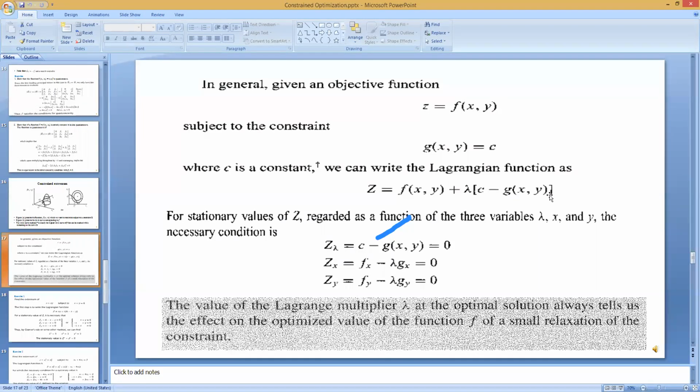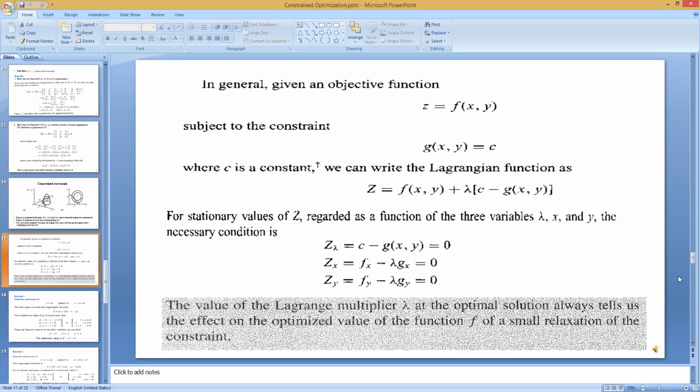minus lambda. When we are considering the derivative with respect to g, we are getting gx. So fx minus lambda gx is equal to 0. And in the similar fashion, we can have zy, which is equal to fy minus lambda gy is equal to 0. And we can consider del z by del lambda, which will give back the constraint c minus g of xy is equal to 0. So these are the three first order conditions if we have two variables in the analysis.